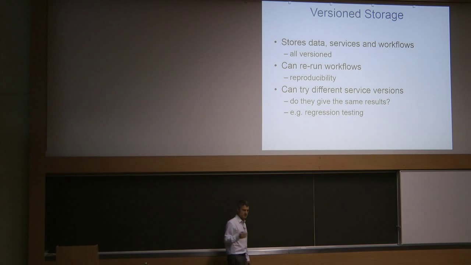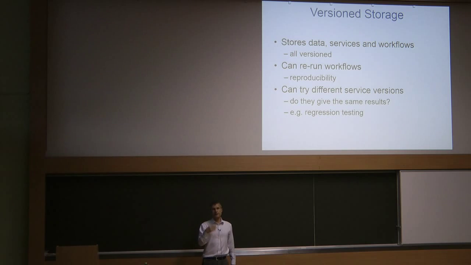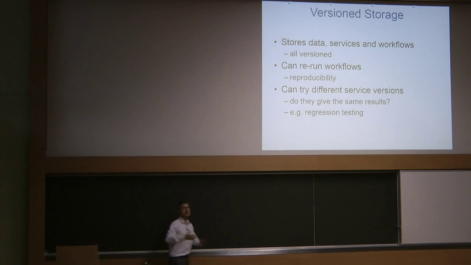So you can always rerun workflows using exactly the versions of the data, the service and the workflow which somebody had used previously. But you can also try different versions of services. Quite often, somebody will improve a service, say its performance or its capabilities, and so you can rerun your workflow with the latest version of the service and check that you get the same result. So you have these capabilities, but you need some way to glue these together.